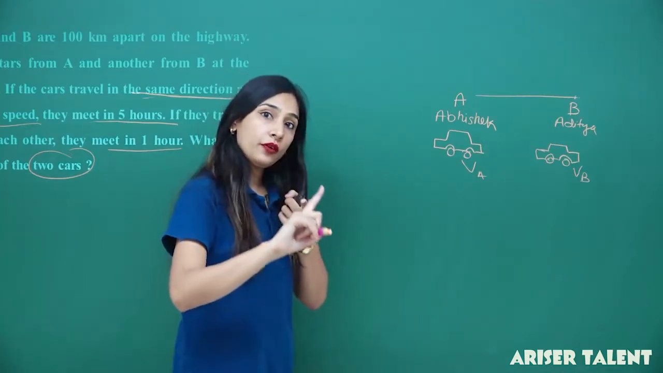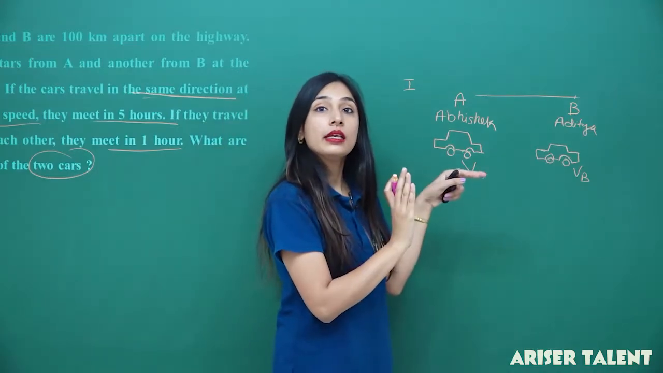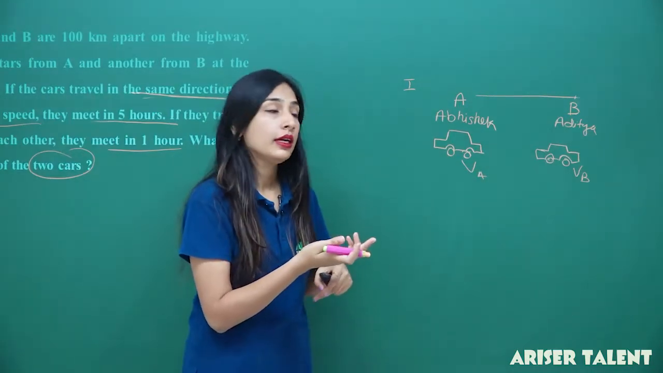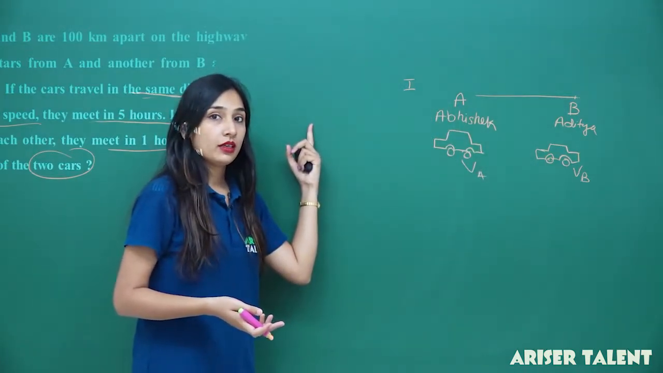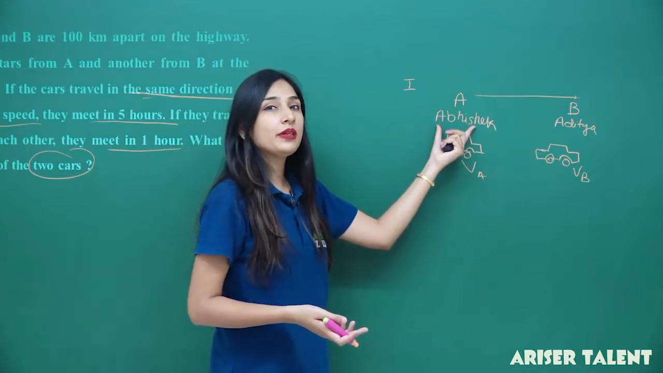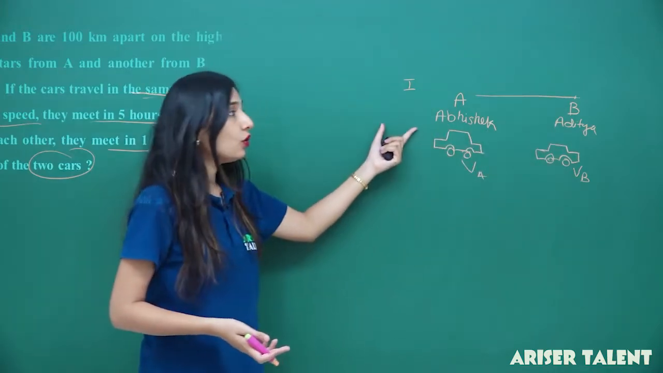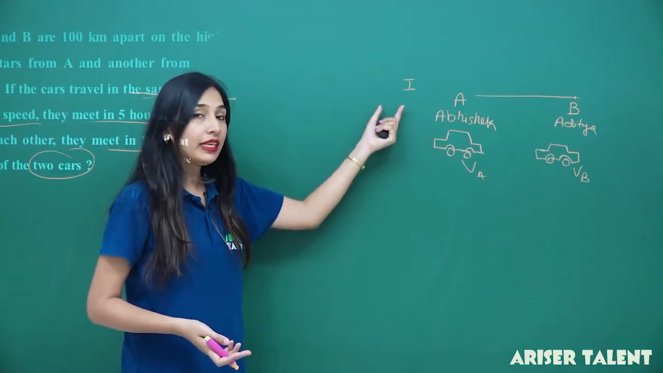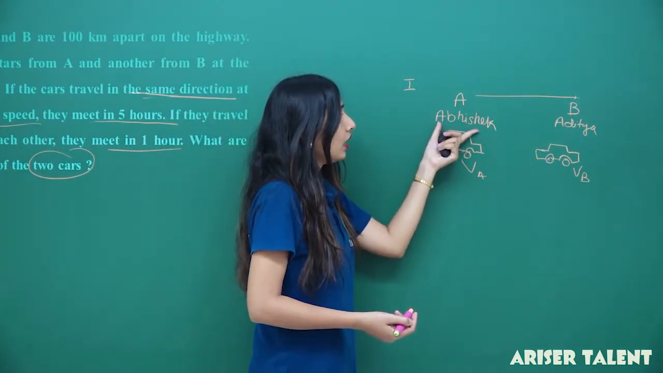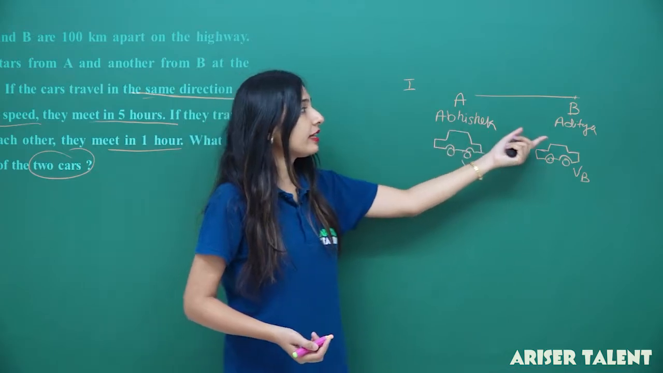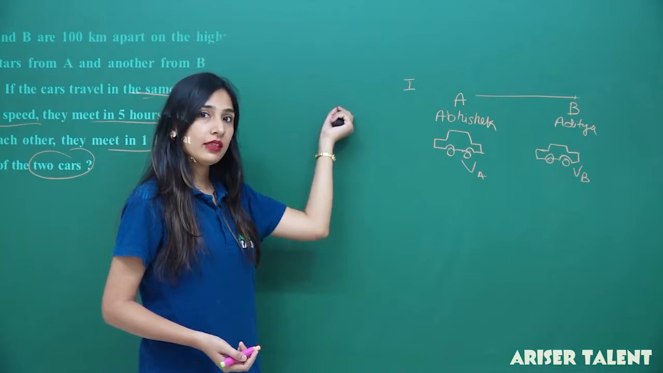Now what's happening in the first case? In the first case, they are moving in the same direction. If Abhishek goes this way, Aditya will also go this way. Abhishek has some speed less than Aditya's, so Aditya will overtake him at a particular point. Let's suppose he is driving his car at 40 speed and the other at 60 speed. Both will start traveling, so there will be a point where they meet.